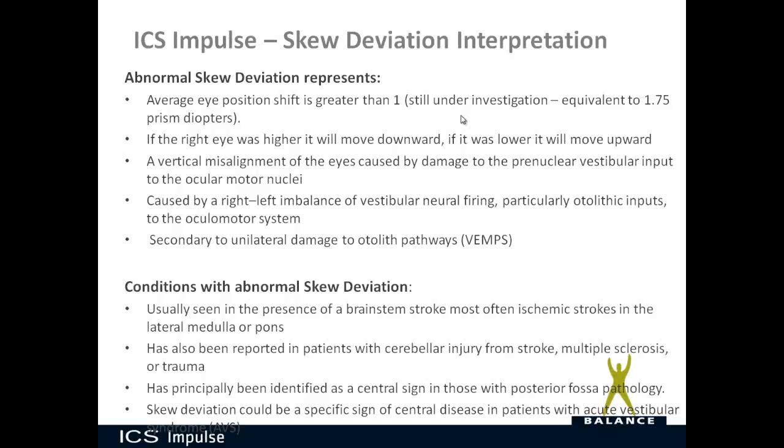Well, it's usually seen in the presence of a brainstem stroke, most often ischemic strokes in the lateral medulla or pons. It has also been reported in patients with cerebellar injury from stroke, multiple sclerosis, or trauma. It has principally been identified as a central sign in those with posterior fossa pathology, and skew deviation could be a specific sign of central disease in patients with acute vestibular syndrome, or AVS. So there's been a lot of research looking at peripheral versus central brainstem disorders using skew deviation.